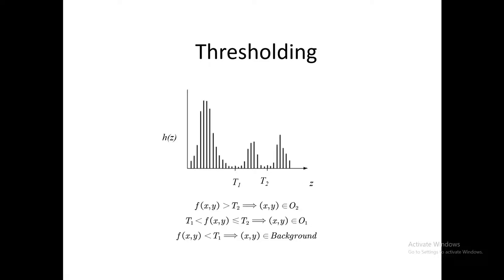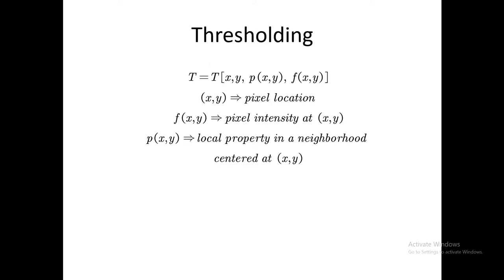And obviously the third condition will be that if f(x,y) is less than threshold T1, then this pixel (x,y) belongs to the background. Here we can have more than two threshold values as well. What we have to do is choose the proper threshold values.